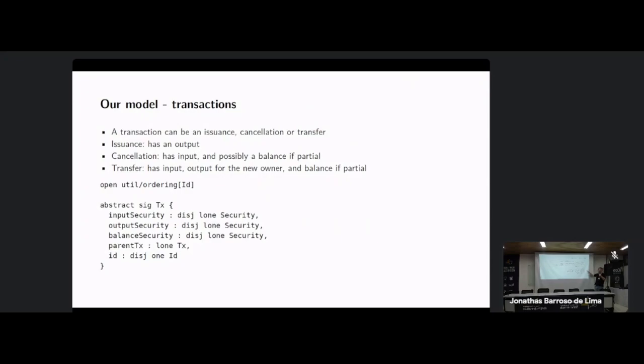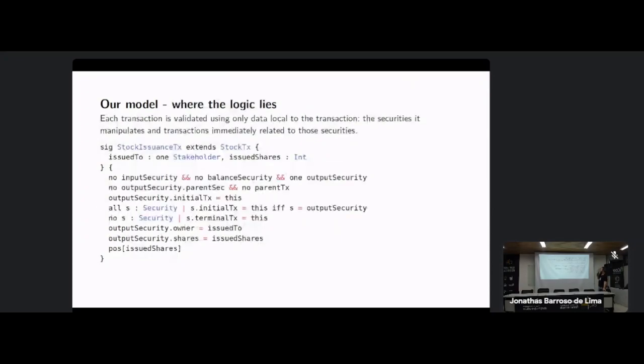If the cancellation is partial, we must create a new security for the original owner with the remaining number of shares. So that's why you have balance fields. In the case of a transfer, we have an input security, which is consumed, an output security which is transferred to the new owner, and we have a balance security if the transfer was partial. If I have 100 shares, I transfer 90, the remaining shares are issued back to me as a new certificate. And this is what looks really like Bitcoin. And it's very different from the original model.